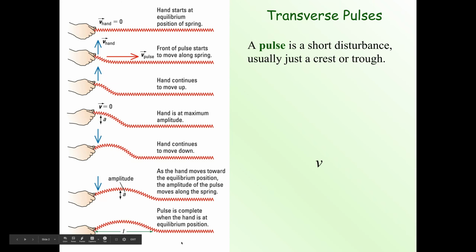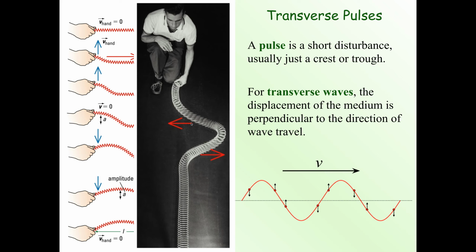Okay, for transverse waves, the displacement of the medium is perpendicular to the direction of wave travel. In this case, this is a transverse wave on the floor, so the direction of travel down the spring is this way. If you shake this spring side to side, the displacement is actually side to side as the wave goes out.